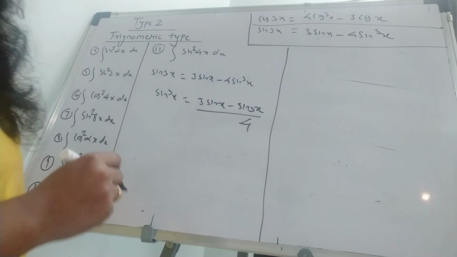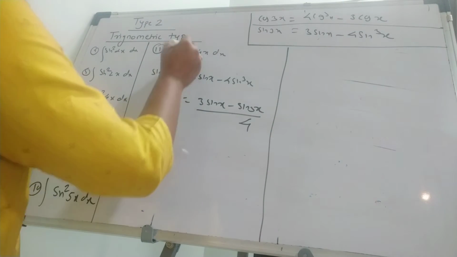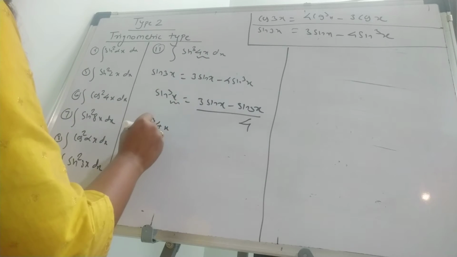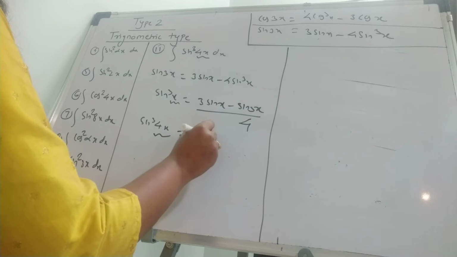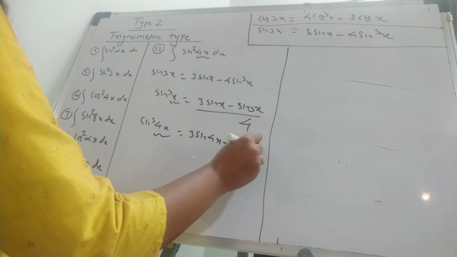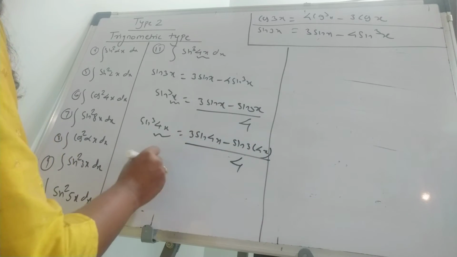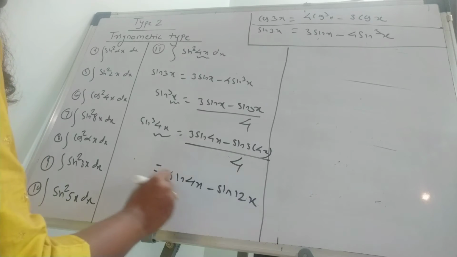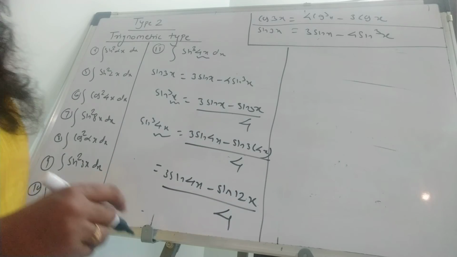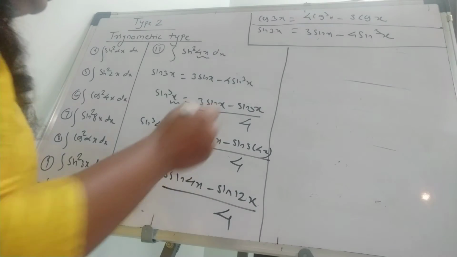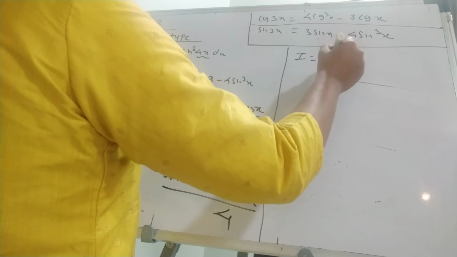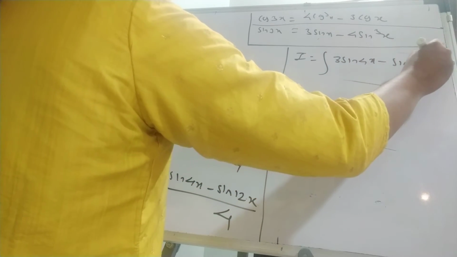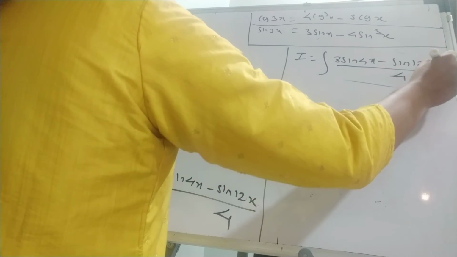Okay. Now, we have to find sin cube of 4x form. So we replace x by 4x. So this is 3 sin of 4x minus sin of 12x divided by 4. Okay. And now we'll find out integration value for this. 3 sin of 4x minus sin of 12x upon 4.